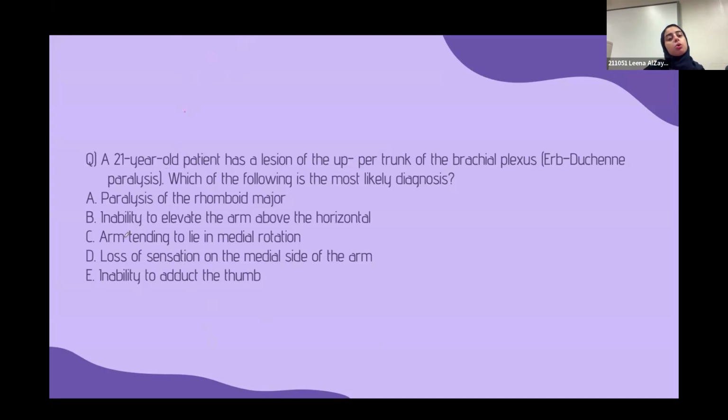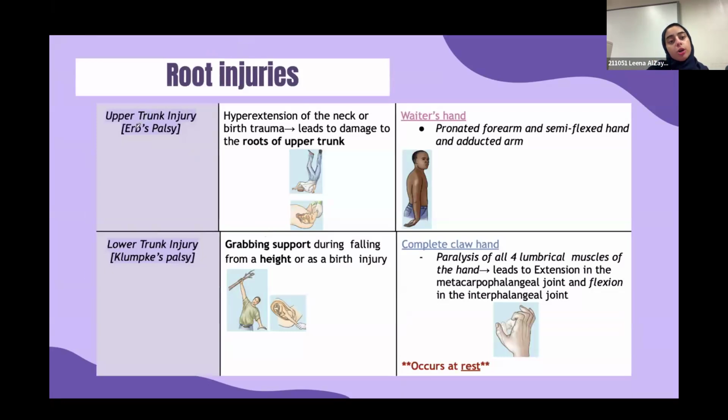Exactly. So the arm tends to lean medially. I'll show you why. The upper trunk Erb's palsy, they specifically mentioned it's Erb's palsy. It's hyperextension of the neck, usually happening at birth, or for example, this type of fall. So the root of the upper trunk of the brachial plexus is involved, and that causes the waiter's tip hand, which causes a pronated forearm and semi-flexed hand with an adducted arm. So that's the medial look, with the adducted arm being near the body.